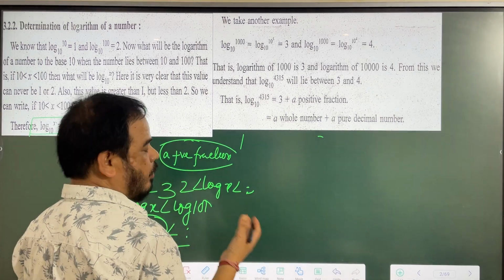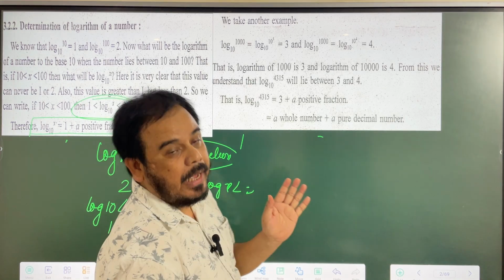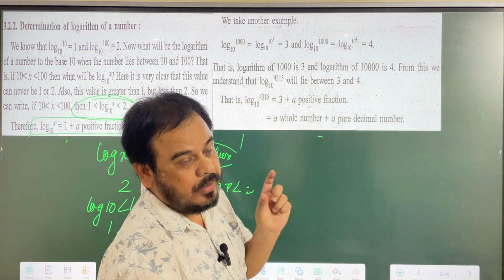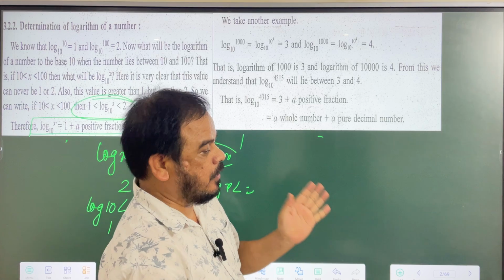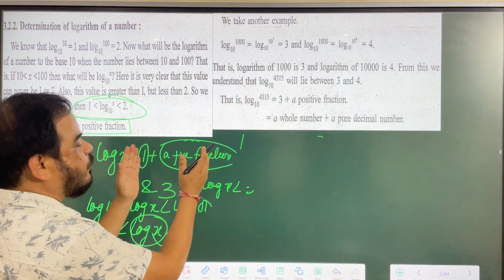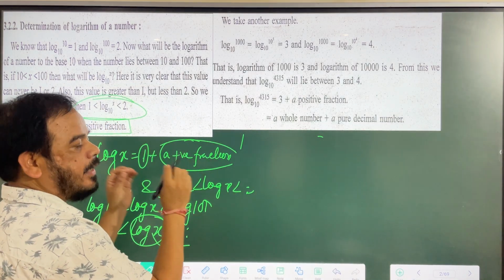Anything we have to write, we may get, but the first one will be an integer, and the second term will always be a positive fraction. Positive fraction means a decimal number.